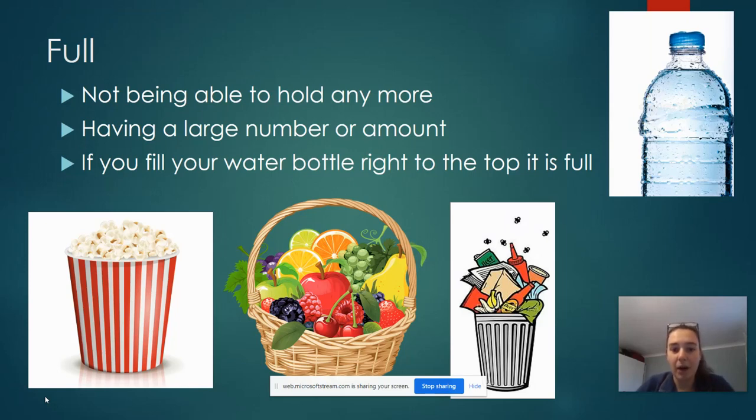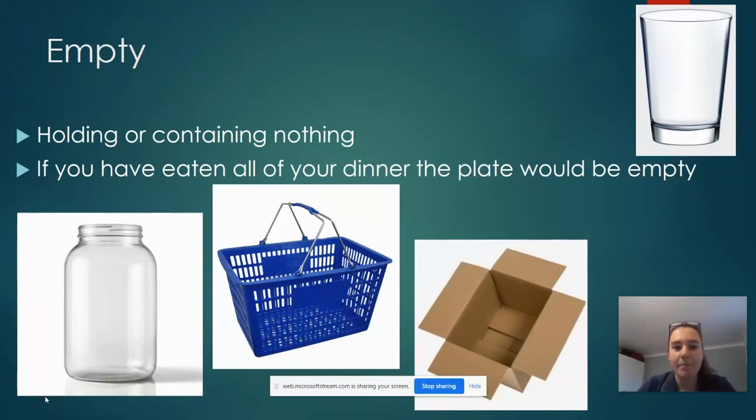We've got a really big basket full of fruit that's full. We've got a bin that definitely needs emptying, I think, and a water bottle that's full to the top. If we put any more water in that water bottle, it will overflow. Now, the opposite to this is empty. That means there's nothing in there.